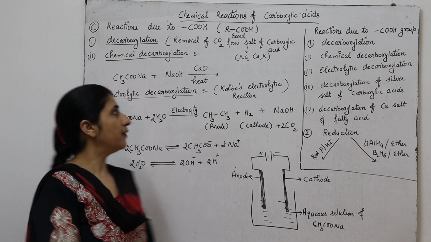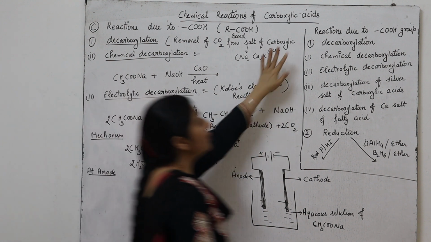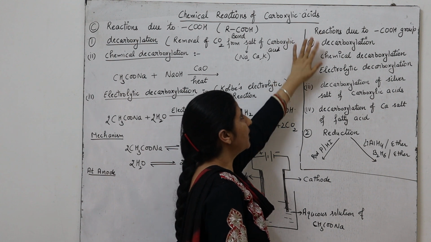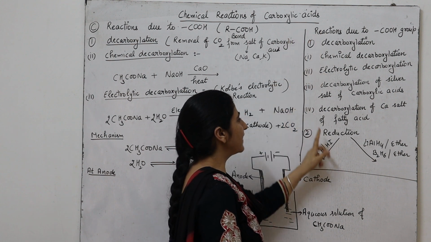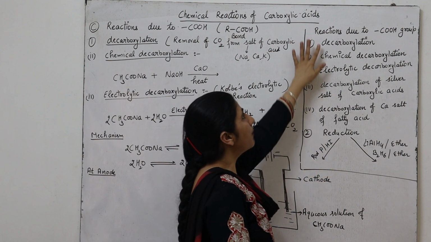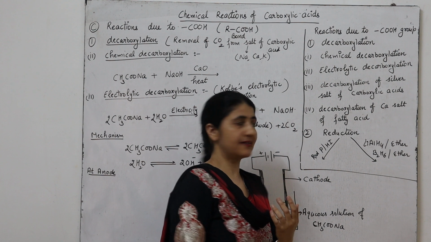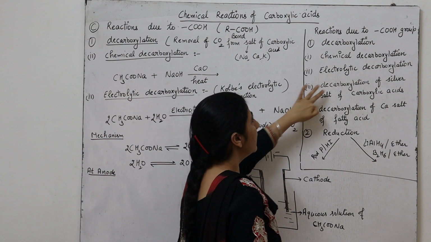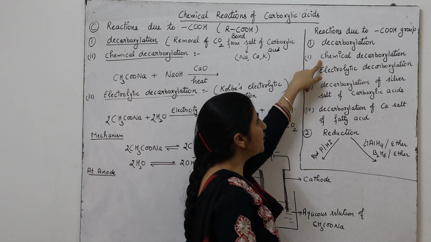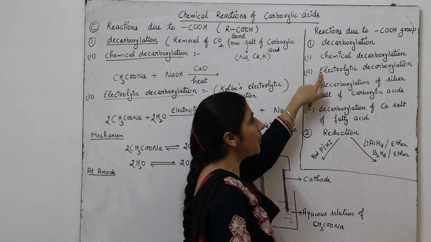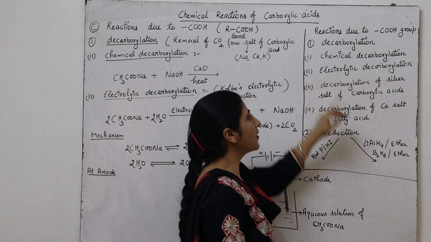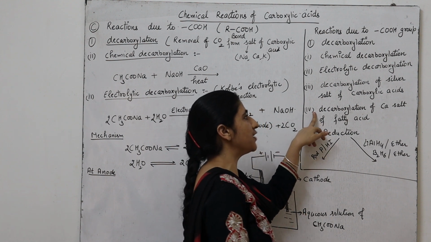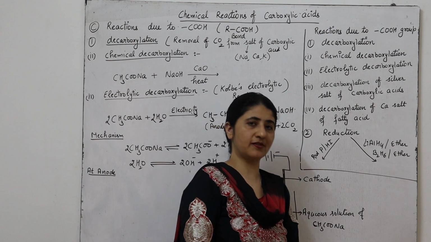Let's start. First of all, the reaction due to the carboxylic group. We have two types of reaction: decarboxylation and reduction. Decarboxylation means removal of carbon dioxide. We have four types of decarboxylation: chemical decarboxylation, electrolytic decarboxylation, decarboxylation of the silver salt of carboxylic acid, and decarboxylation of the calcium salt of carboxylic acid.